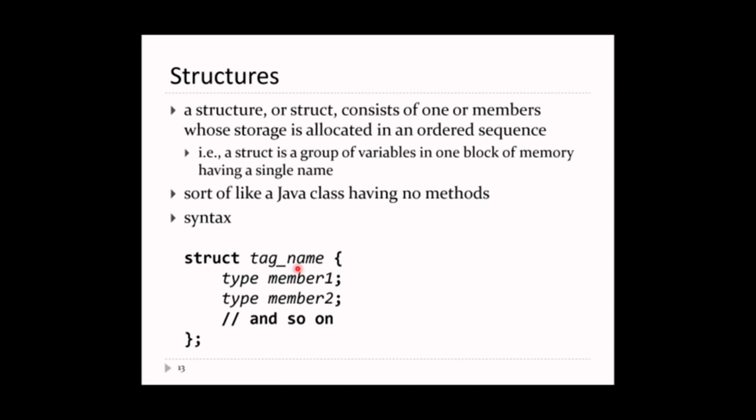You give the structure a name, which in this case is called a tag, but that's not really important for our purposes. Then there are some braces and a semicolon. And then the variables in your structure are just listed one after the other. So that's a variable type, and that's a variable name, that's a variable type, that's a variable name, and so on, and so forth.